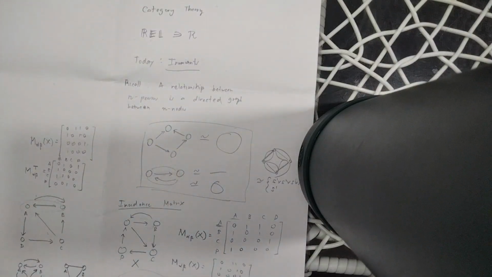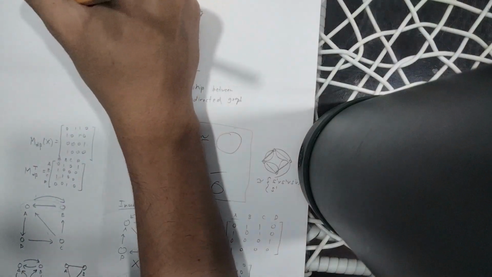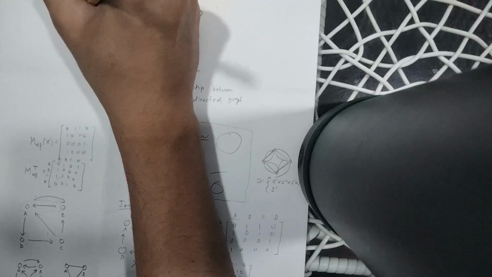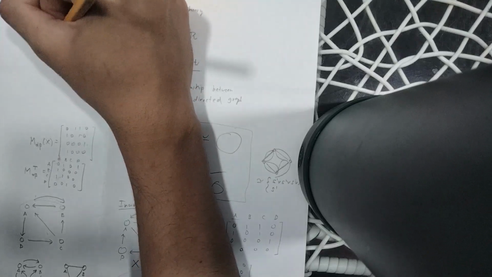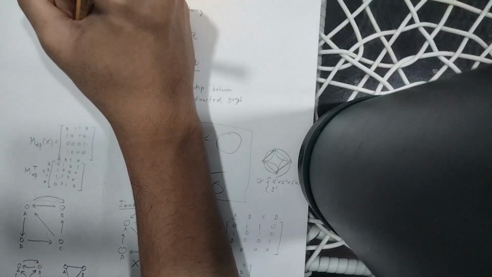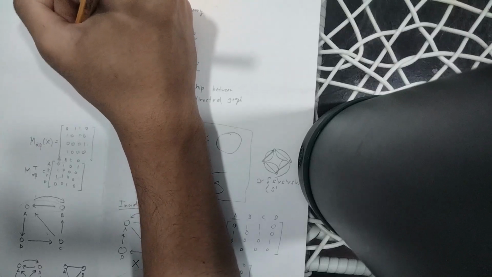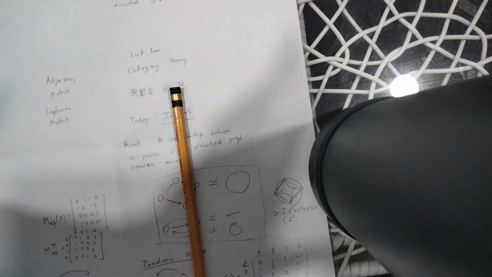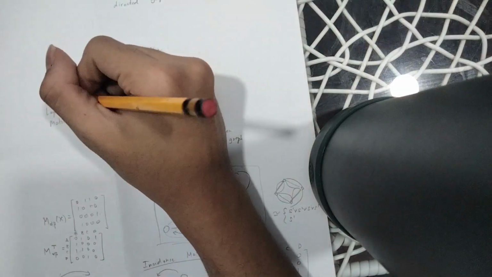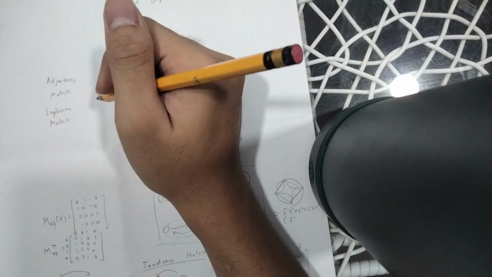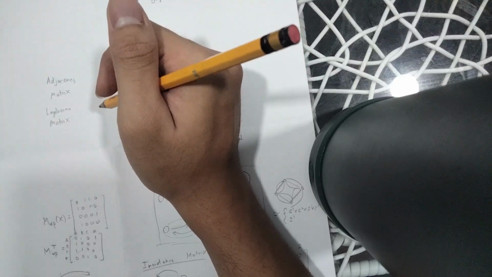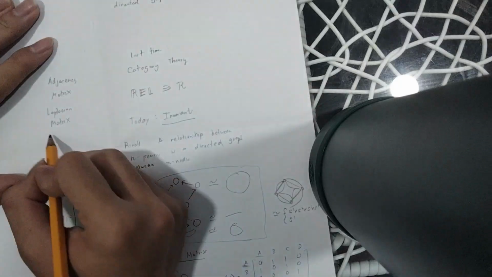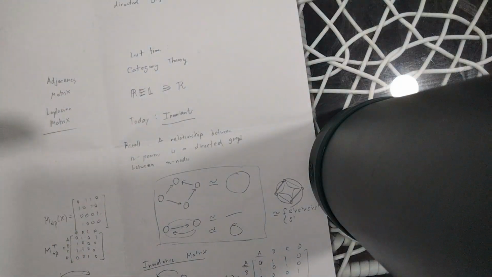There are other matrix invariants for graphs out there. There's, of course, the adjacency matrix and the Laplacian matrix. Two other matrix invariants that I will discuss in a different video.